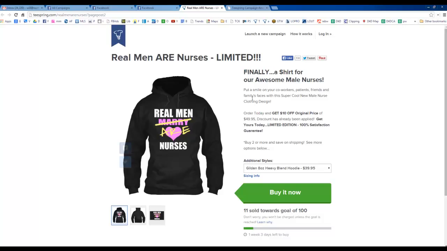Oh, and the other update: after we finished the last video, I slightly changed a little bit of the copy. I put on here, finally, a shirt for our awesome male nurses. Put a smile on your coworkers, patients, friends, and family's faces with this super cool new male nurse clothing design. Doesn't that sound a little bit better?